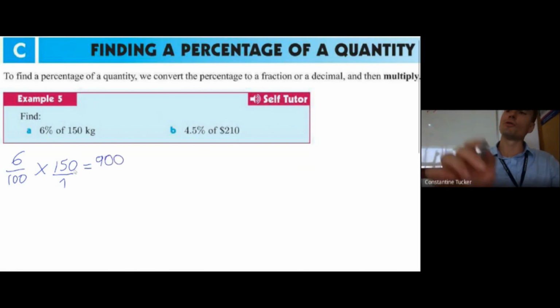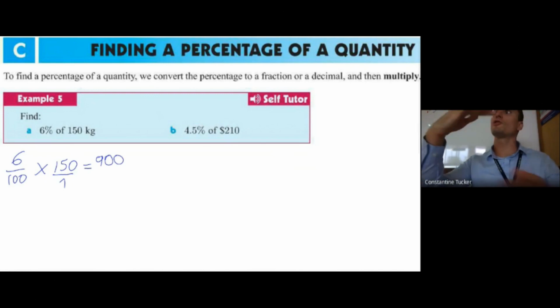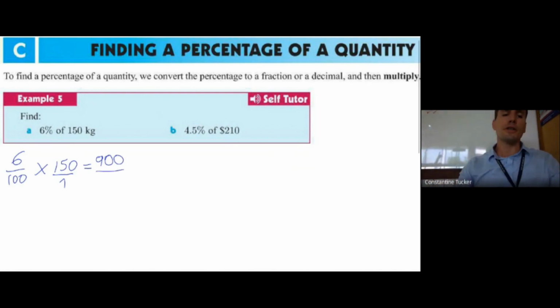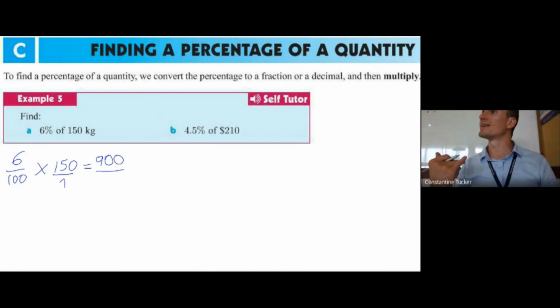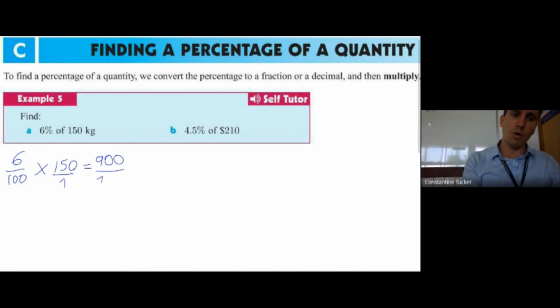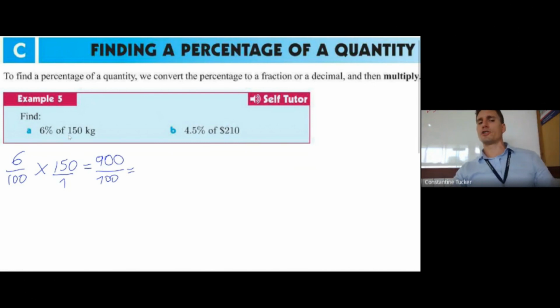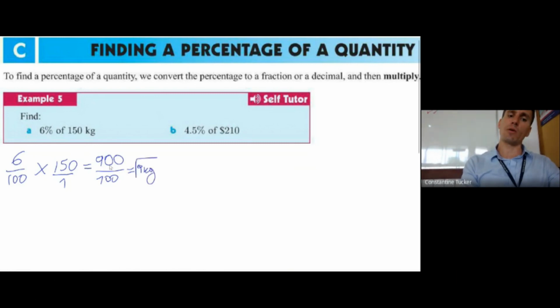Yes, we can do that. We will do that in a second. I'll show you various methods. Bear with me. 1 second. So the top one is 900. The bottom will become what? 100. Excellent. Now what is 900 over 100? It's not a percentage, it's a number. It's 9 kilos.